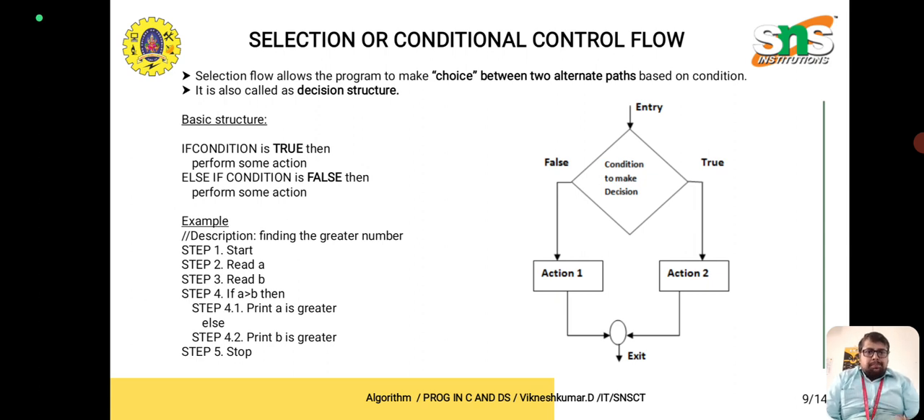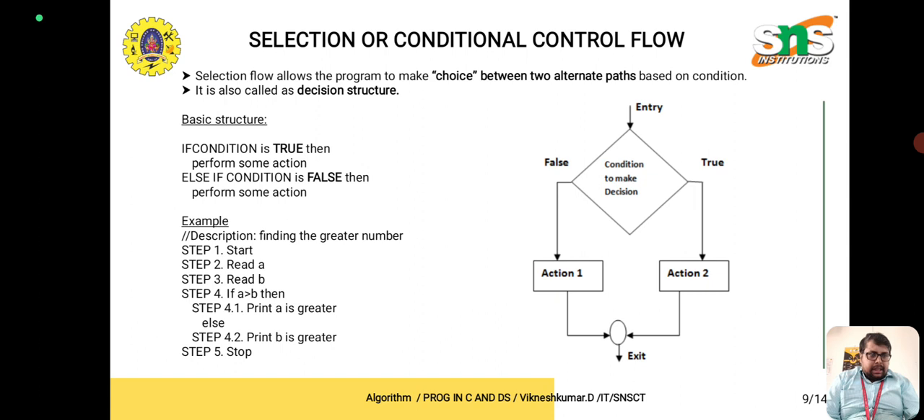The simple selection condition uses the if condition. If it is true, it performs action 1. If it is false, it goes to another condition. If that is false also, it goes to condition number 3. For example, step 1 is start. We read A, next we read B. If A is greater than B, then step 4.1 gets executed, else step 4.2 gets executed.